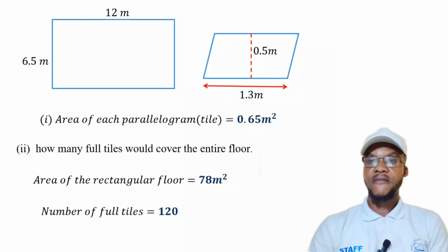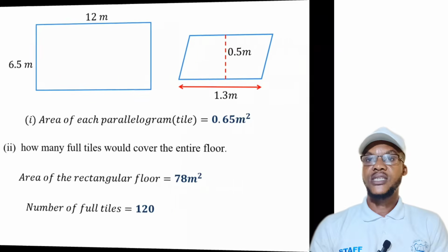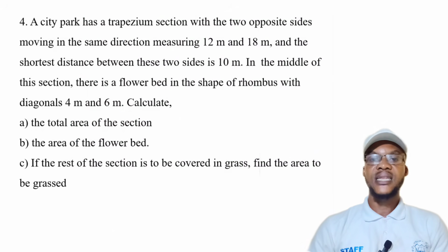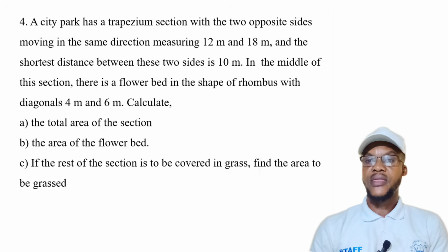If that's the case, then we are going to take our last question, so that we can end here and continue next time. Now in question 4, we are saying that a city park has a trapezium section with two opposite sides moving in the same direction, measuring 12 meters and 18 meters. And the shortest distance between these two sides is 10 meters.